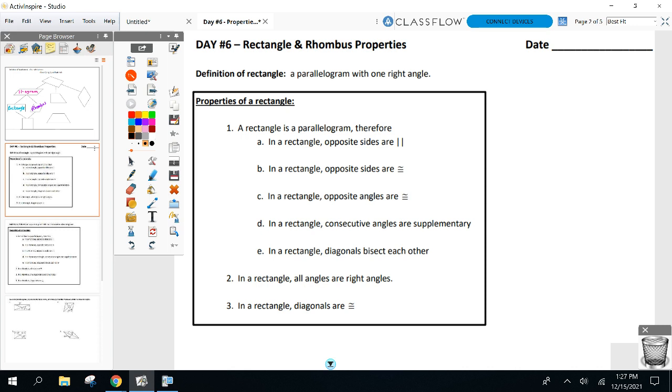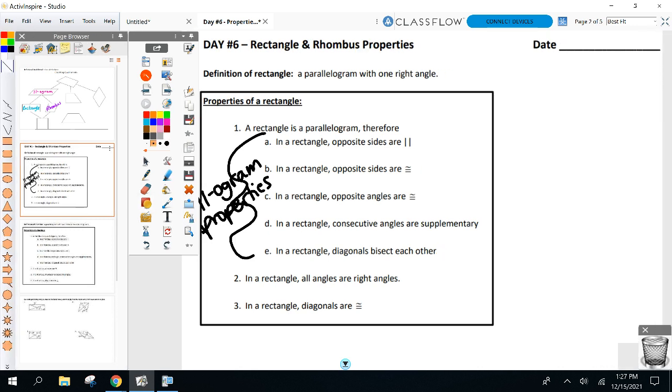Notice number 1, A through E. If you want to read through them quickly, what am I just reminding you of? What are properties 1A through E? Same thing as a parallelogram. Darn right. I just want to remind you, even though it's a rectangle, it still has parallelogram properties. All right, please remember that. I know it's easy to say, oh yeah, whatever, but no, please remember that.